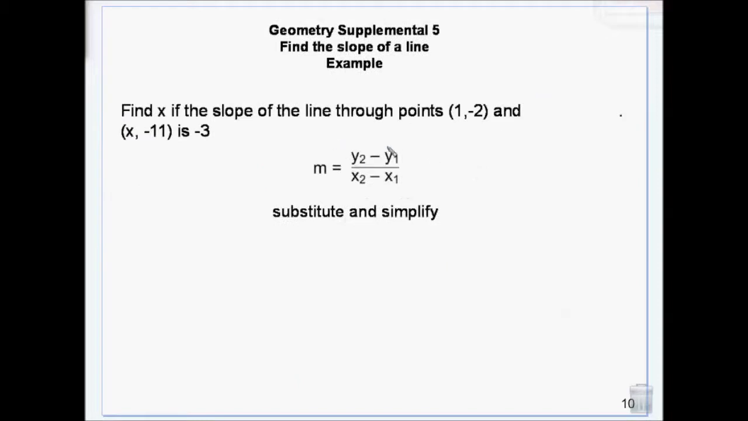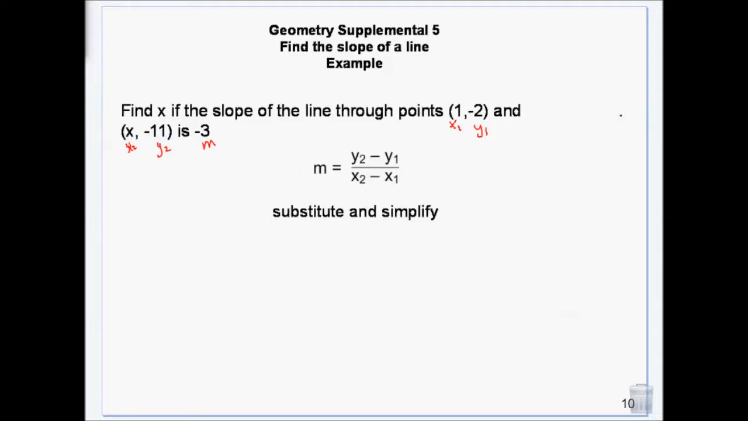Sometimes you're given most of the information. Find x if the slope of the line through these 2 points is negative 3. So this is m. I have x1, y1. I'm missing x2. I have y2. In order to do this, I can only be missing one piece of information. I can't be missing this whole point. I have to have at least one of these. Otherwise, there's no way to solve it.